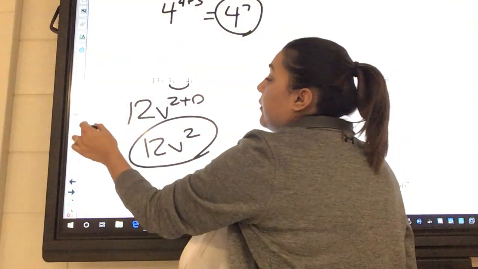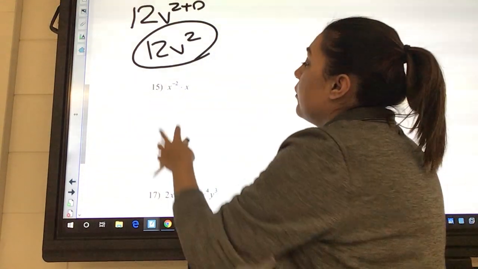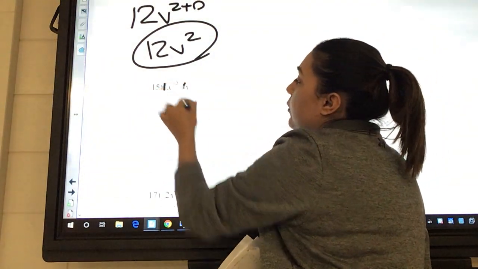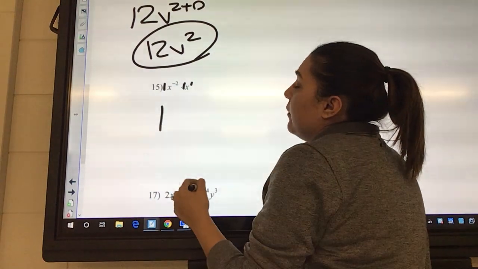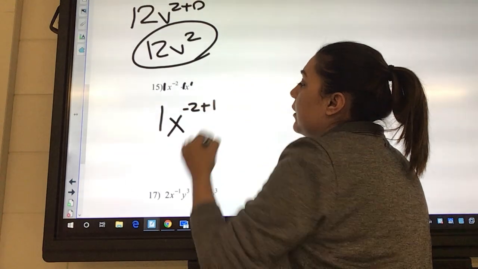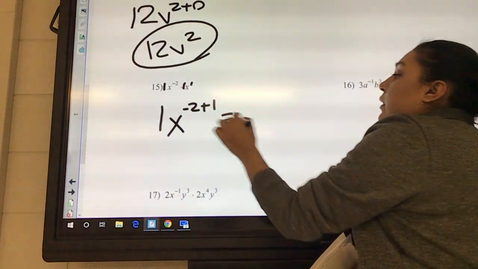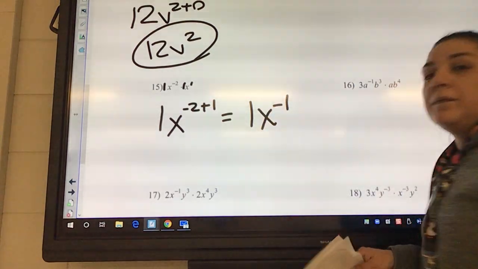Okay, 15, we're going to multiply the bigs, add the littles. Okay, so in the bigs, there's a 1 and a 1, and then there's really a 1 here. Okay, so 1 times 1 is going to be 1. We have x, and we add the littles. So negative 2 plus 1. So you're going to have 1x, and over here you're going to get negative 1.